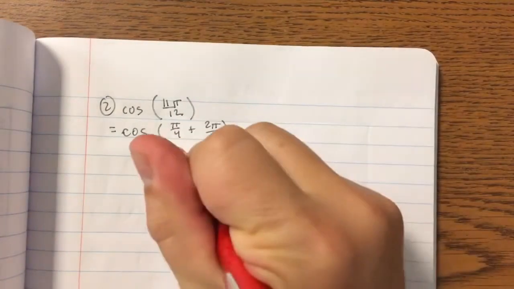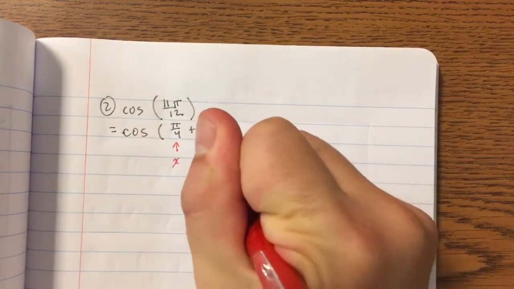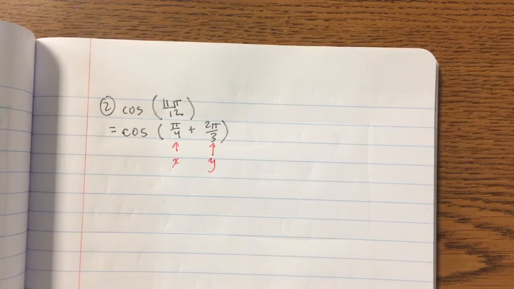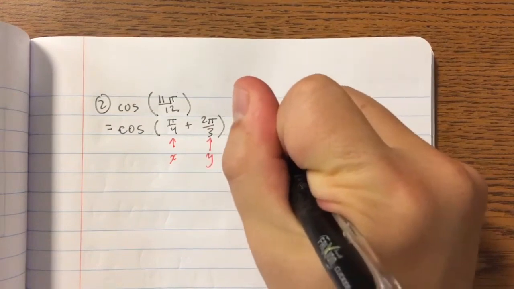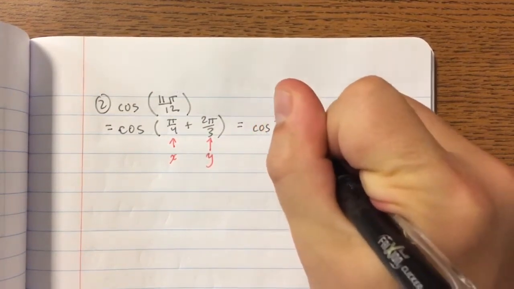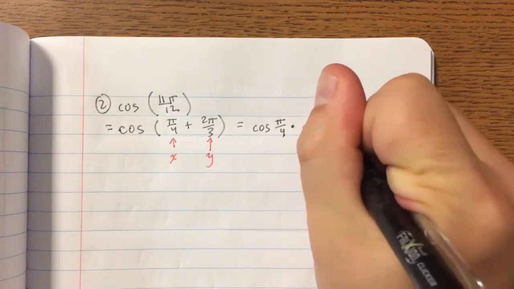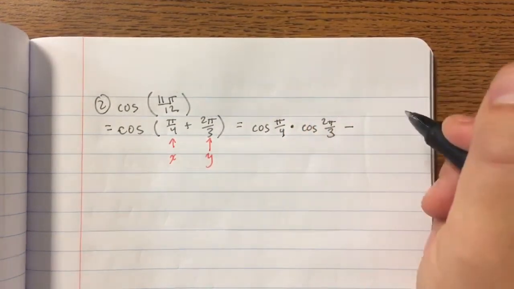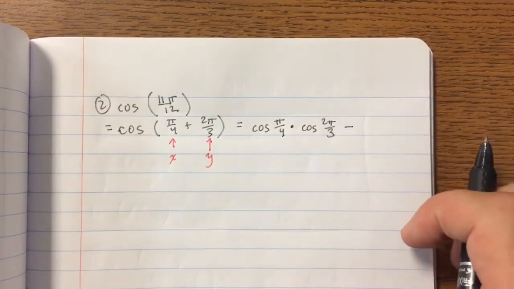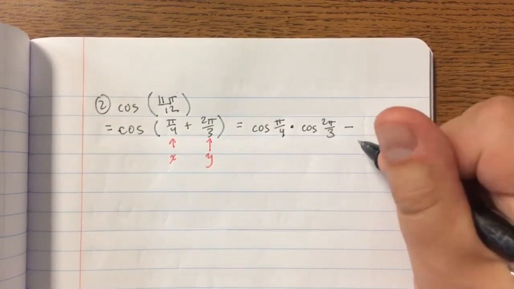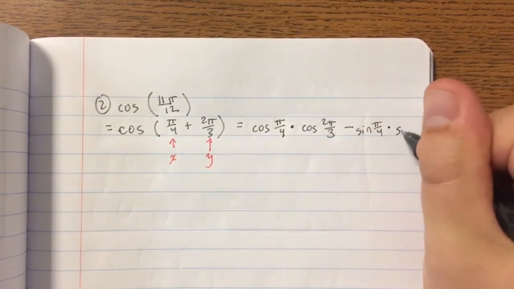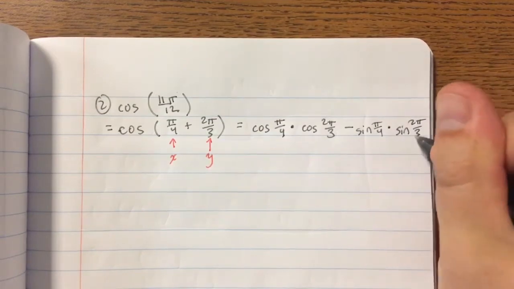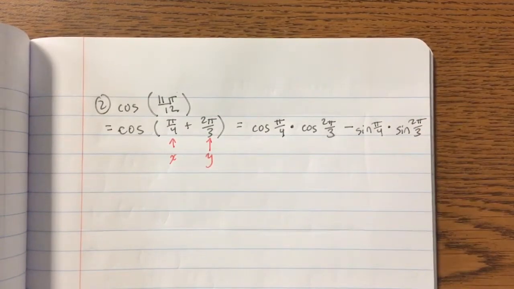So just to make a note, here's my x, here's my y. It might not be a bad idea just to note that so you don't get mixed up when you're plugging things in. So we've got cosine x, so that'd be cosine of pi over 4 times cosine of 2 pi over 3 minus, and remember with cosine that sign is sort of reversed, so sine of pi over 4 times sine of 2 pi over 3. And from here it's just a bunch of unit circle problems, so you're definitely going to want that unit circle ready to go.